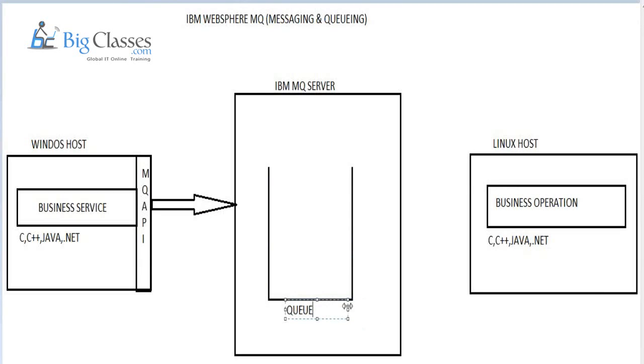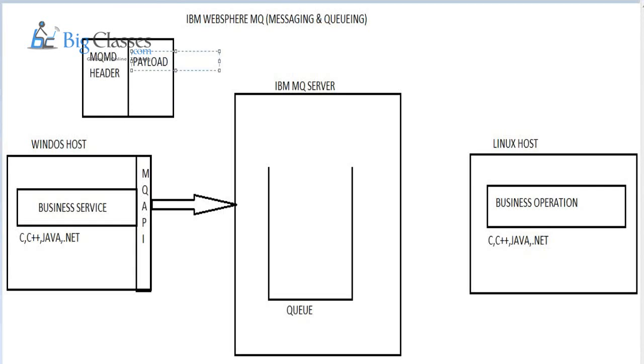A queue is an object in MQ series. A queue is a file and data structure. It is a container in the MQ server to hold data. My business service defines its data as a message. That message consists of two parts. They are the MQMD header and the payload. The payload is known as the message body.